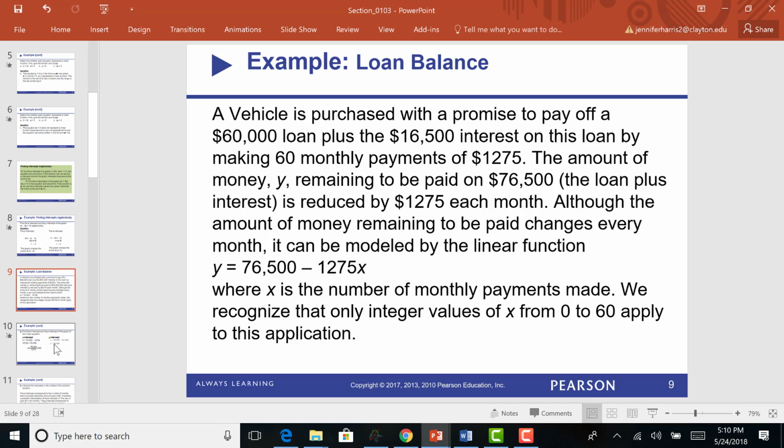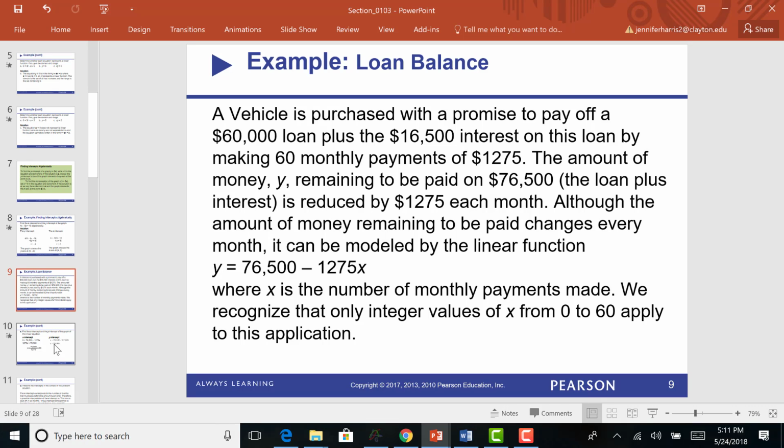A vehicle is purchased with a promise to pay a $60,000 loan, so you bought the Escalade. Then you're going to pay an extra $16,500 in interest on the loan by making 60 monthly payments. How many years is that? That's 5 years. And what is your monthly payment going to be? We're not going to buy that Escalade. So the payment is $1,275. That's somebody's house payment.